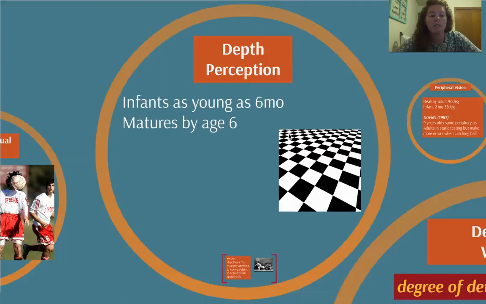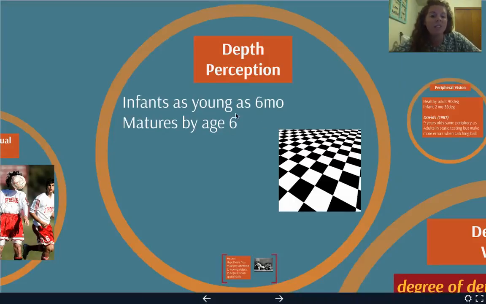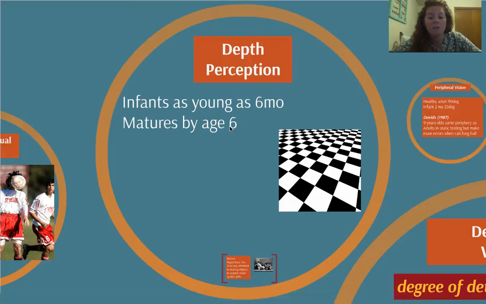So the baby doesn't necessarily have good enough vision to tell that this clear surface is a table, they see the drop off and recognize it as a cliff, and they'll stop as early as 6 months. And then by 6 years of age, depth perception is pretty well the same as what an adult would be able to do.